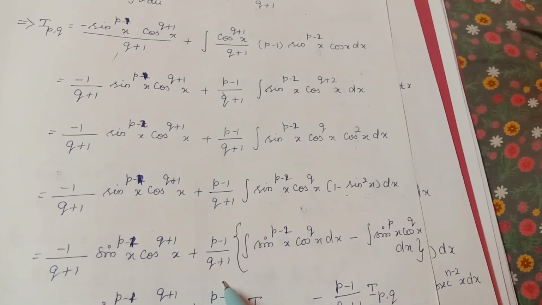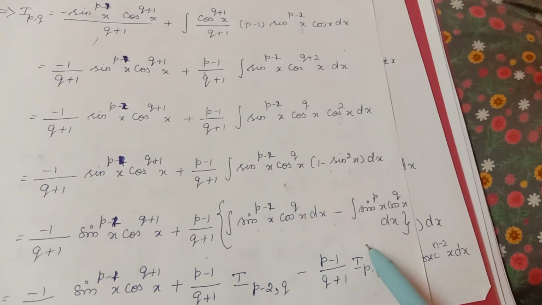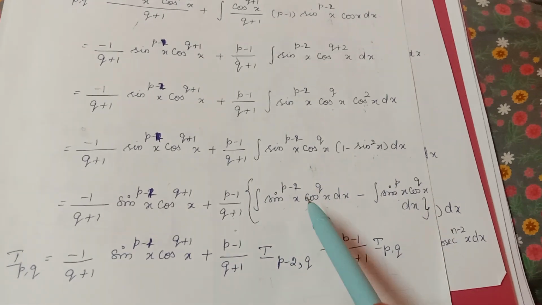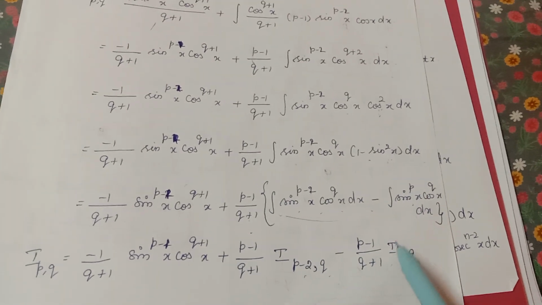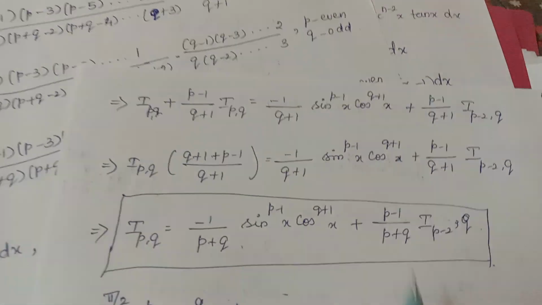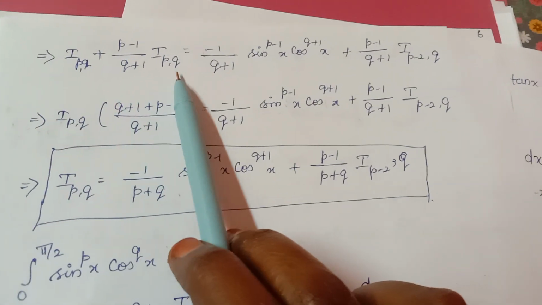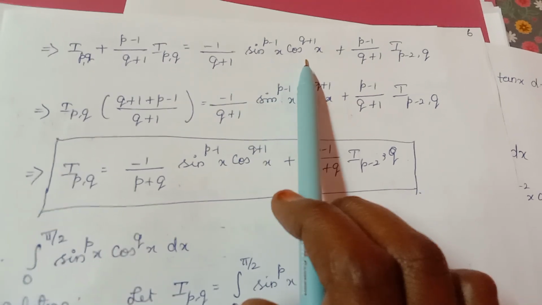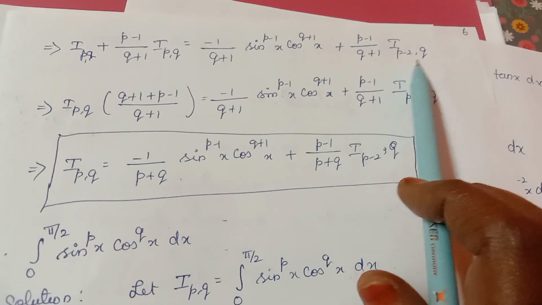So p minus 1 by q plus 1 into integral sin power p minus 2 into cos power q x minus integral sin power p into cos power q x dx. So this is my I p minus 2 comma q and this is my I p q. Bring all the I p q to one side. So what will you get? I p q plus p minus 1 by q plus 1 into I p q is equal to minus 1 by q plus 1 into sin power p minus 1 x cos power q plus 1 x plus p minus 1 by q plus 1 into I p minus 2 comma q.